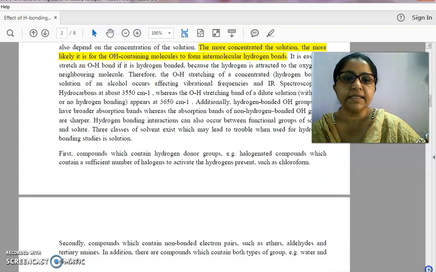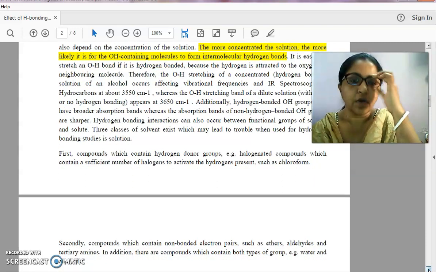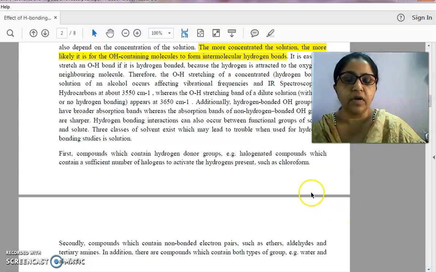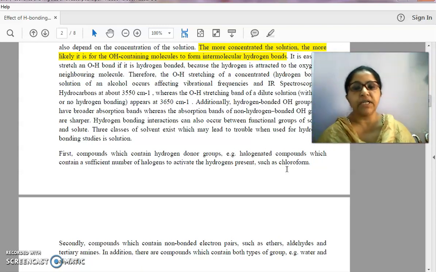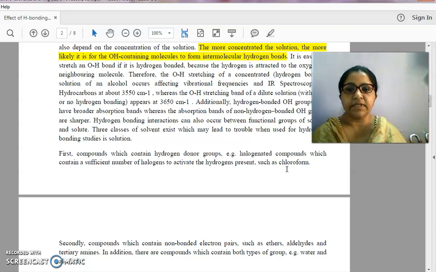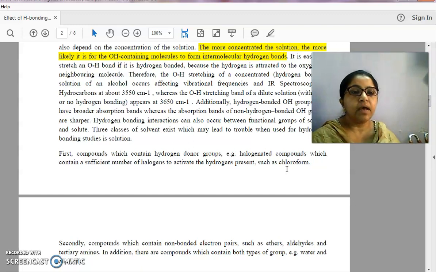So while considering a molecule and the solvent, we have to be very cautious about the solvent. If the solvent is such as chloroform, where the chloroform molecule has a halogen, that halogen can interact with the hydrogen in the sample molecule, and that hydrogen can also get shifted, and therefore the peak will deviate more.